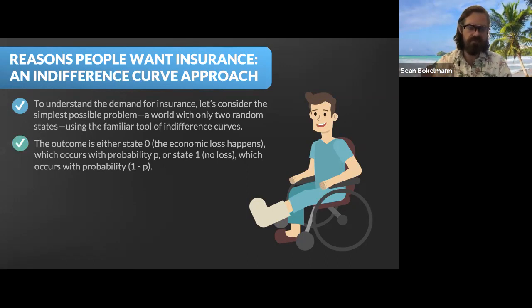So these states, we can basically just call them state 0 and state 1. State 0 is where there's an economic loss or a financial loss, and it has a probability of occurring, probability p, which of course is somewhere between 0 and 1. And then the other state, state 1, is the world where there is no loss, and that occurs with probability 1 minus p, since the two probabilities have to add to 1, right? If these are the only two possibilities, then their two probabilities have to add to 1.